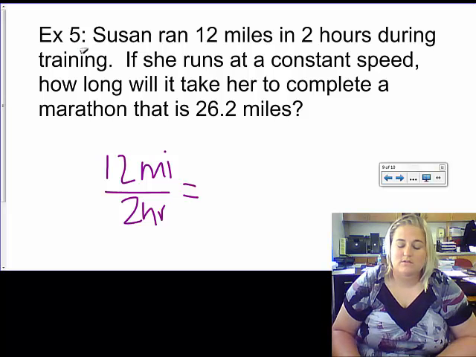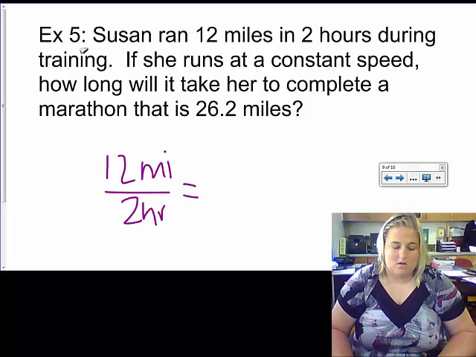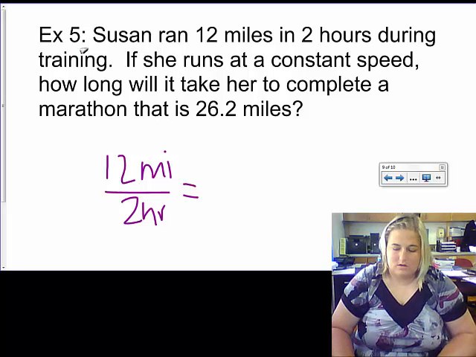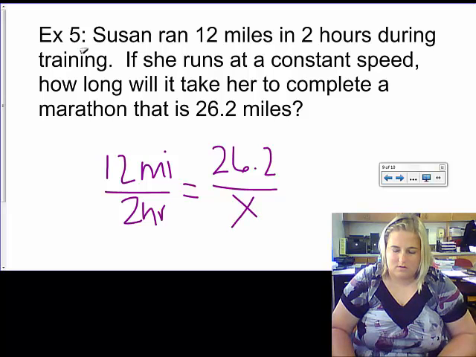Well, I want to put that in the same location as wherever it is over here. Miles is on top here, so I'm going to put the miles on top over here. If I mix those up, it will ruin my answer. So that's over x because we don't know how long, and at this point I want you to go ahead and solve and figure out how long it's going to take to run that 26.2 miles.